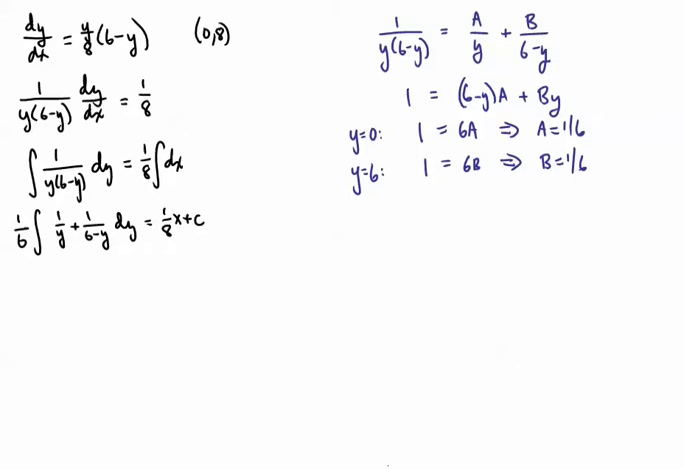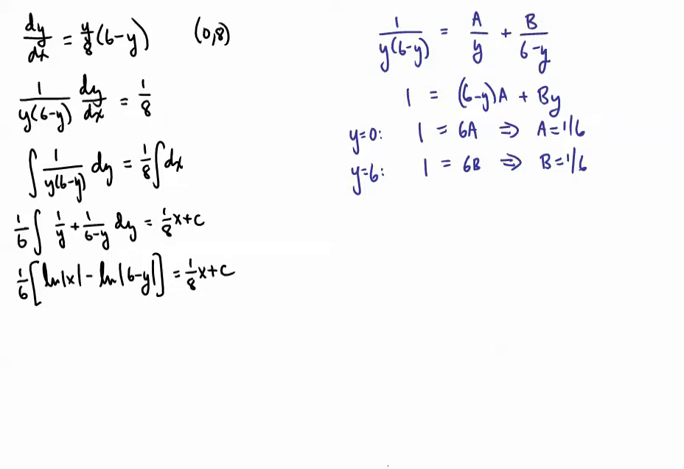Now when we do the integral on the left side, it's important to note that 1 over y is simply natural log of the absolute value of y. However, the integral of 1 over 6 minus y, because there's a negative y in the denominator, if I did a u substitution with u equals 6 minus y, you would see that it would come out to be negative natural log of the absolute value of 6 minus y. And I won't go through that whole process. And that's all times 1/6 is equal to 1/8 x plus c.